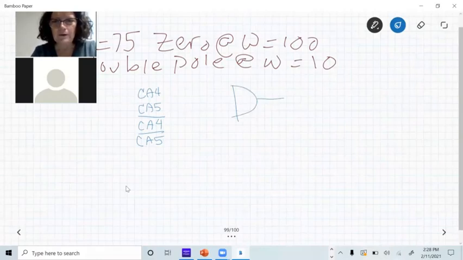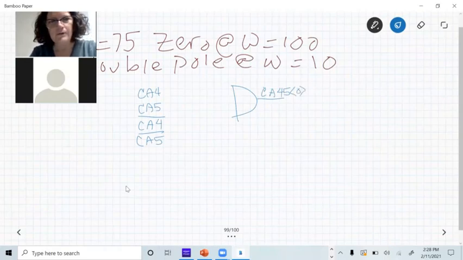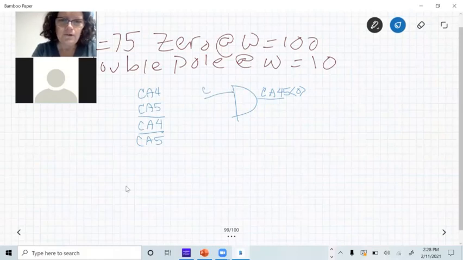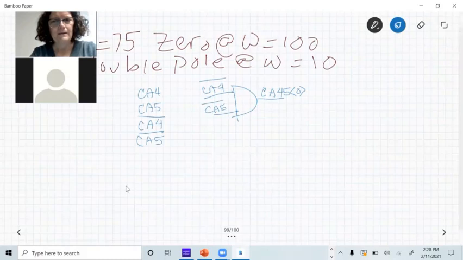So for 0, this would be CA, yeah, it's called CA in this case. CA 45 of 0. In order for that to be true, both CA4 not and CA5 not would have to be true. Well, that's an AND gate.